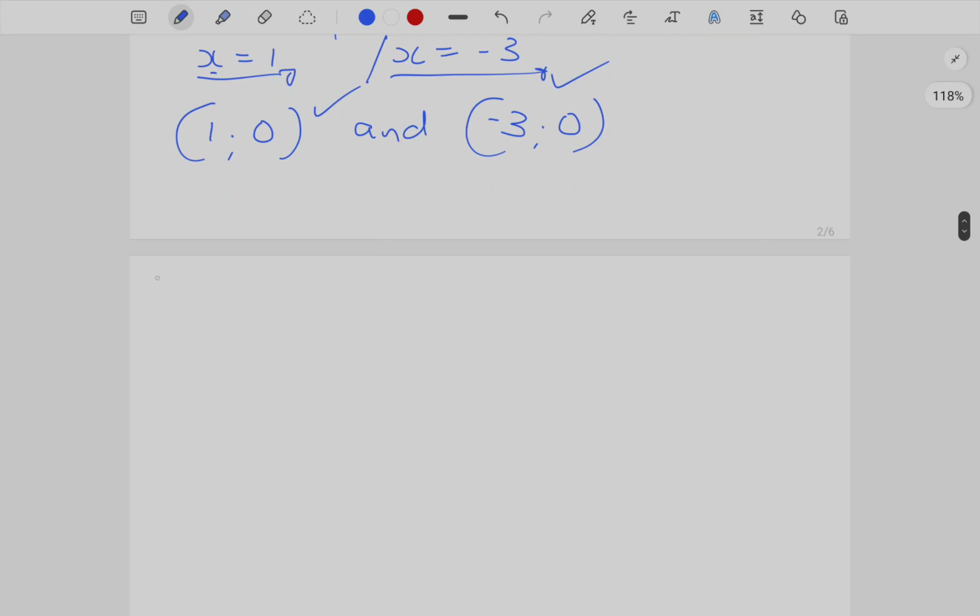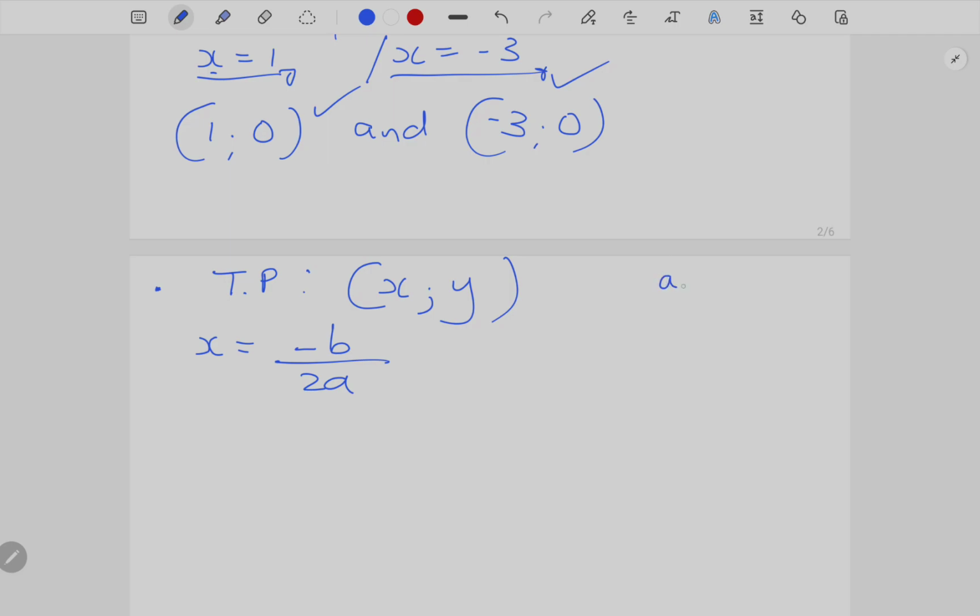So the step that follows is the turning point. The turning point is made up of x and y values. So how do we calculate the x value of a turning point? The formula is given on the formula sheet. It says x is equal to minus b all over 2a.